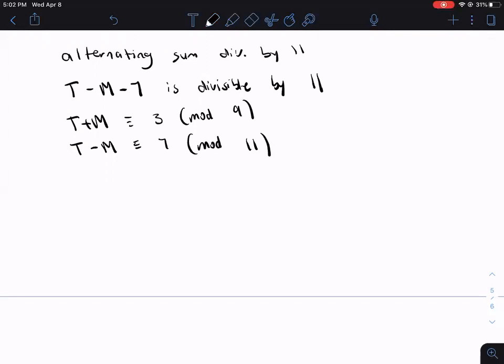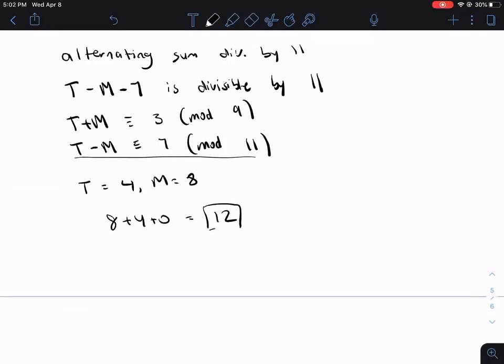So it's pretty easy just to see that t equals 4, m equals 8 leads to the correct solution. So this could be done with testing a bit, testing with these values, and you find out that t equals 4, m equals 8. So this gives the answer of 8 plus 4 plus 0, which is 12.